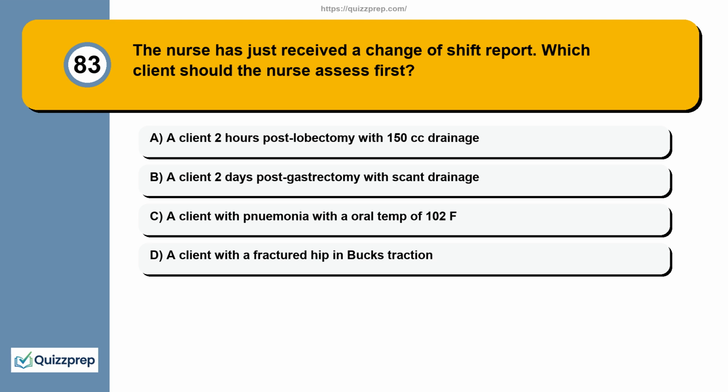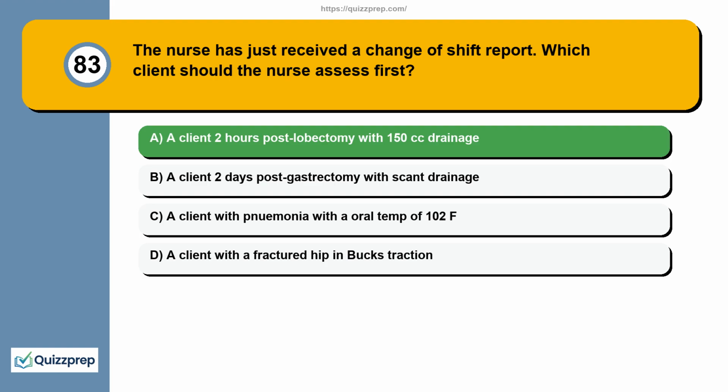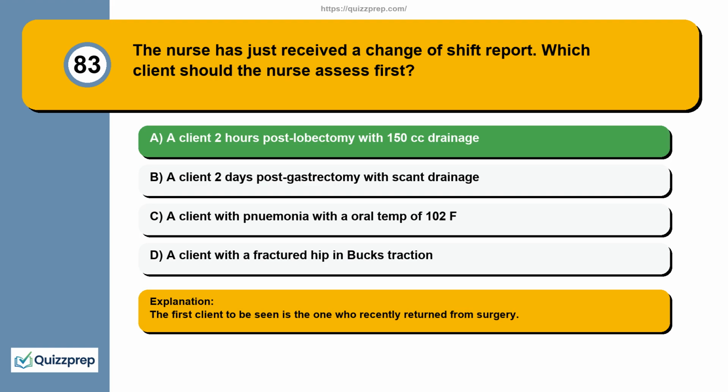A client 2 hours post-lobectomy with 150 cubic centimeters drainage. A client 2 days post-gastrectomy with scant drainage. A client with pneumonia with an oral temp of 102 F. A client with a fractured hip in Buck's traction. The first client to be seen is the one who recently returned from surgery.